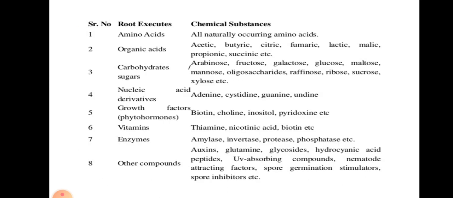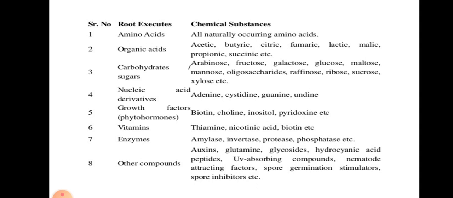Root exudates and their chemical substances. Amino acids: all naturally occurring amino acids are found in the root exudates. Organic acids like acetic, butyric, citric, fumaric, lactic, malic, propionic, succinic acids are found. Carbohydrates like arabinose, fructose, galactose, glucose, maltose, mannose, oligosaccharides, raffinose, ribose, sucrose, xylose, etc. are found in the root exudates.